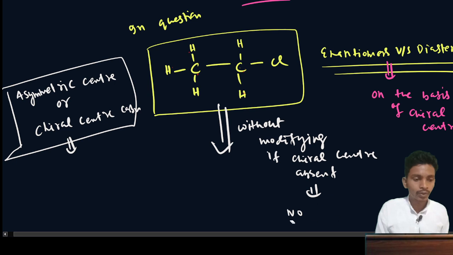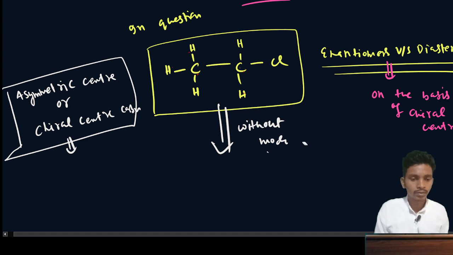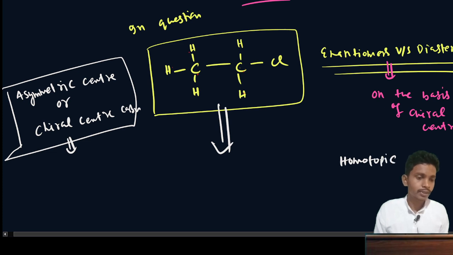Now I will look at whether there is any homotopic or enantiotopic relationship here. Homotopic versus enantiotopic, on the basis of chiral center. For homotopic and enantiotopic, we will do the modifications. First, without modifying, no chiral center is there, so the chance of diastereotopic is finished.